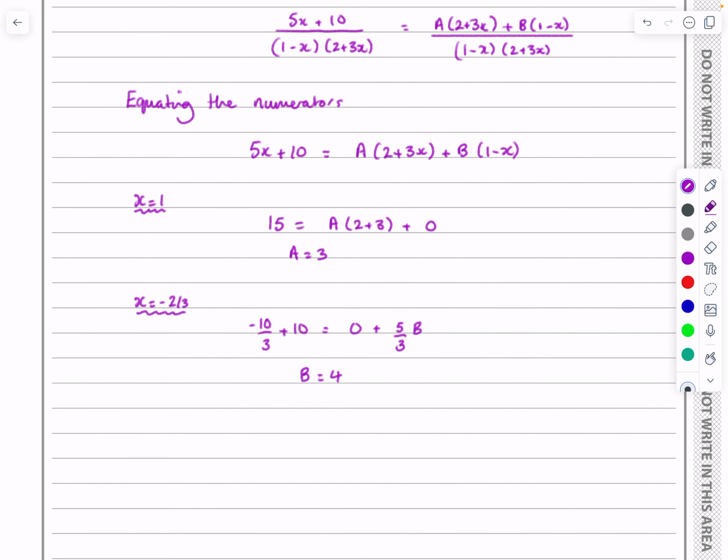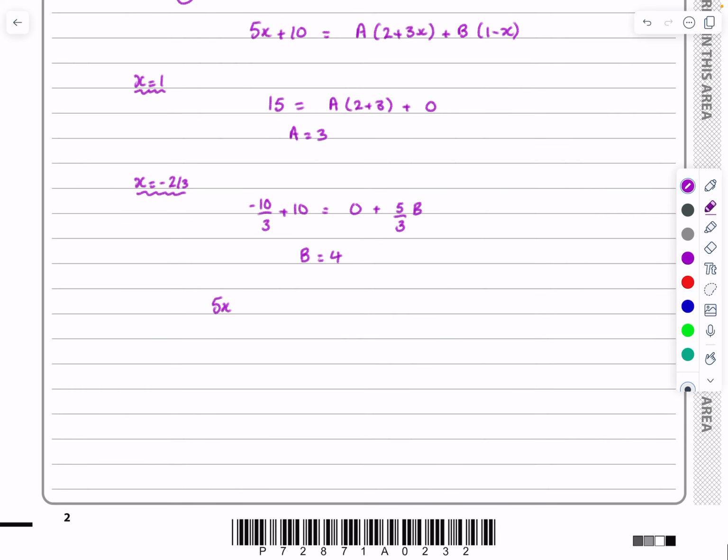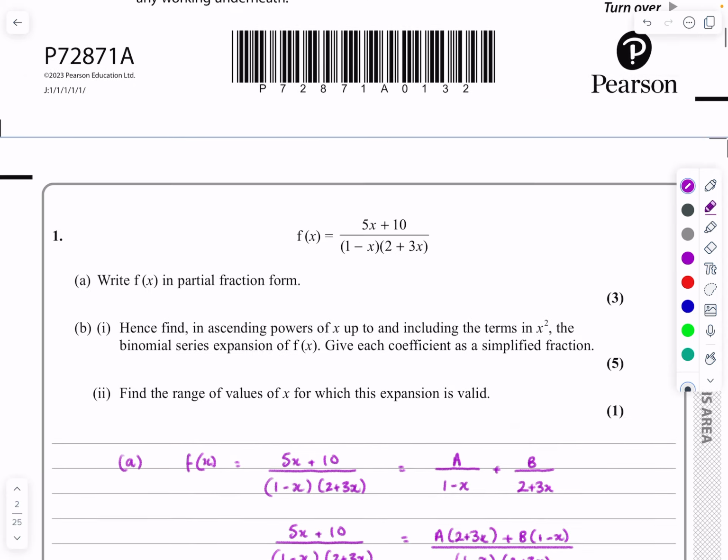And so the partial fraction part of it then is that (5x + 10) all divided by (1 - x)(2 + 3x) can now be written as 3 over (1 - x) plus 4 over (2 + 3x). Okay, so that's part A done.